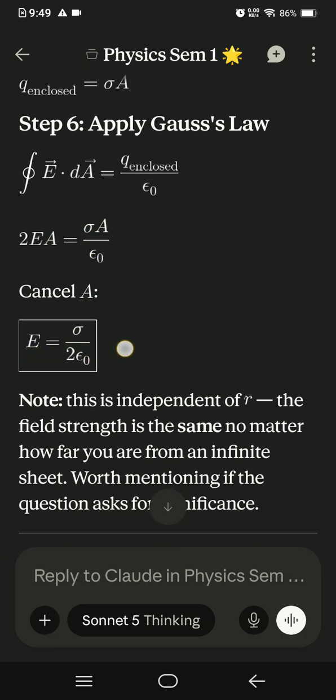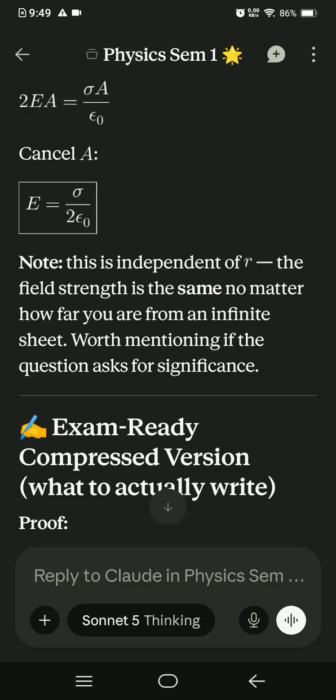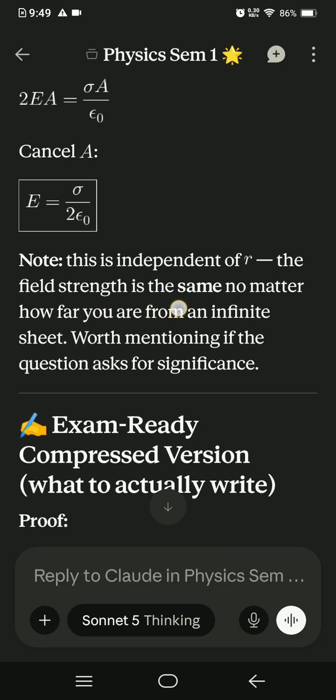We get electric field as sigma upon 2 epsilon naught. Note this is independent of r. The field strength is the same no matter how far you are.